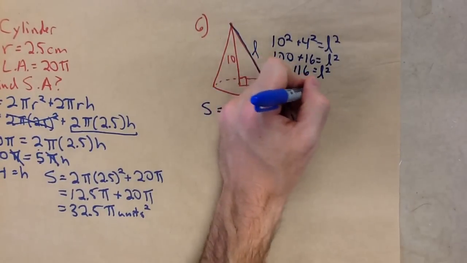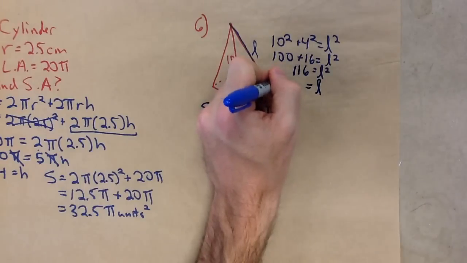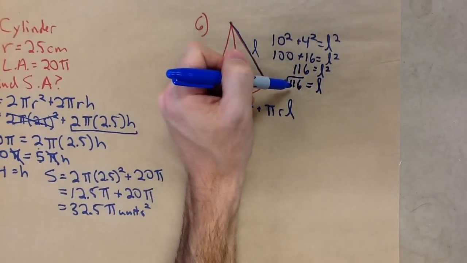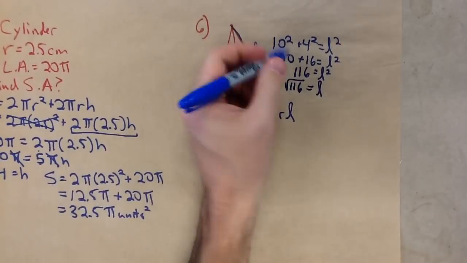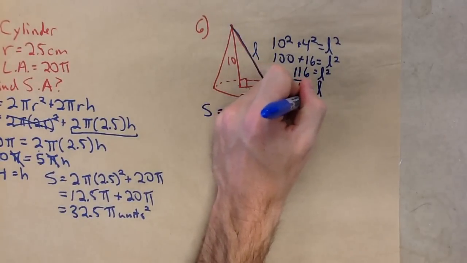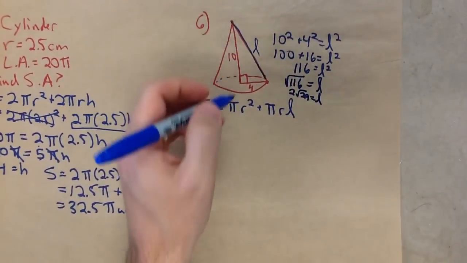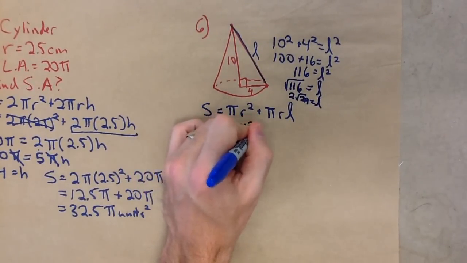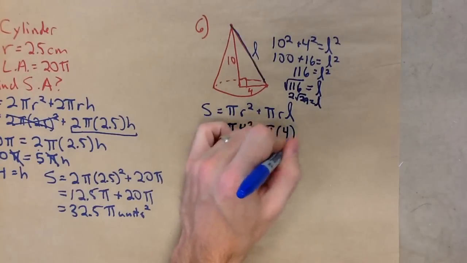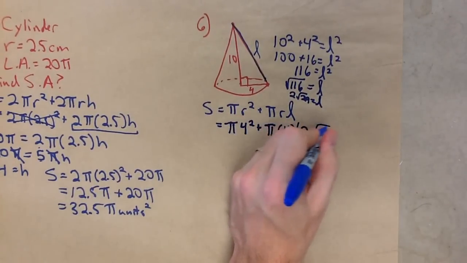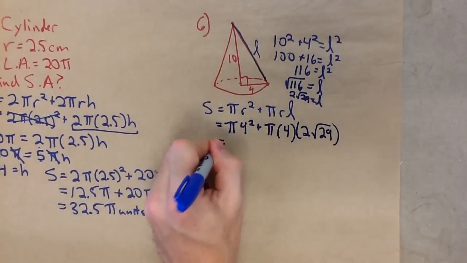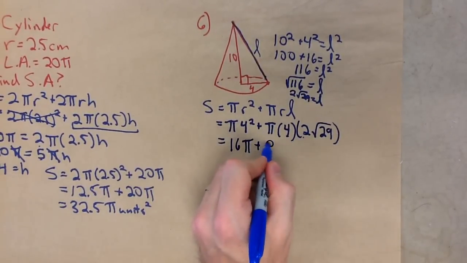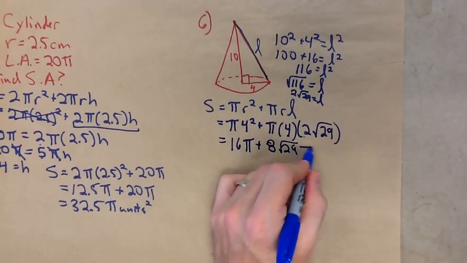Take the square root of 116. I can simplify that by knowing that it's 4 times 29, so this actually becomes 2 root 29 equals L. So now I come down here, it's going to be pi times 4 squared plus pi times 4 times 2 root 29. Get 16 pi plus 4 and 2 is 8 root 29 pi.